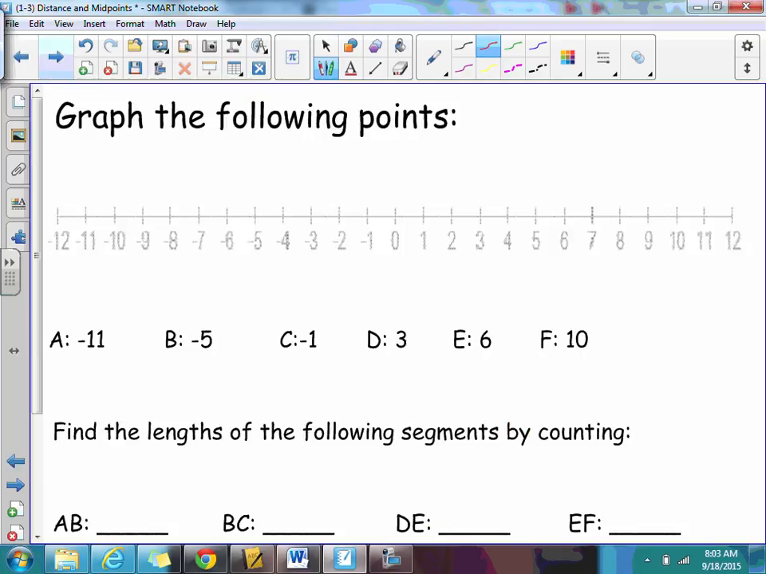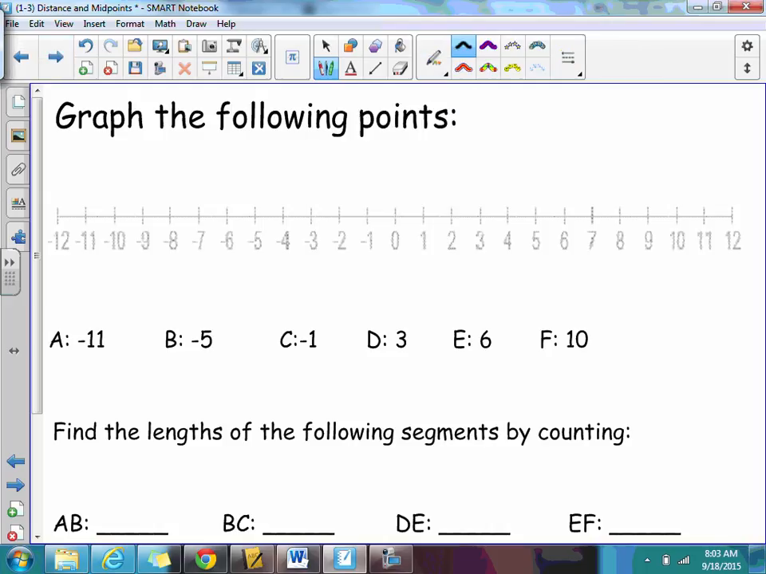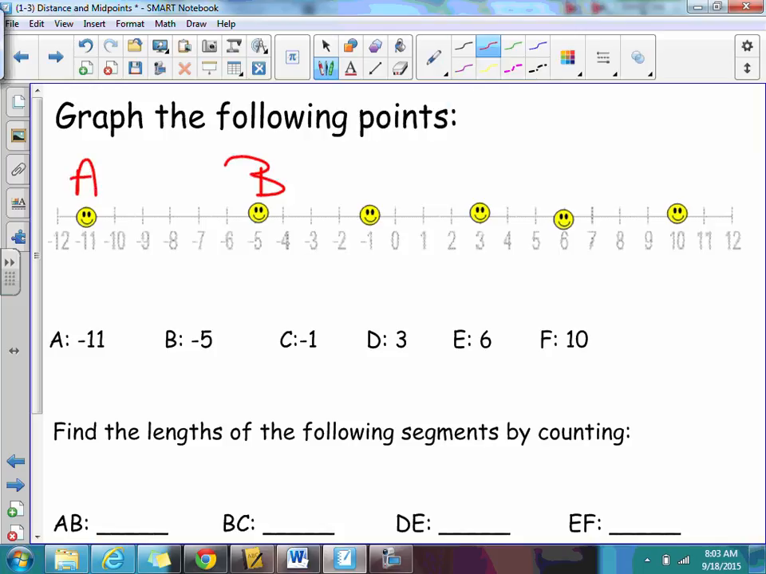All right, so we're going to plot these points. I gave you a number line. At negative 11 is A, B is negative 5, C is negative 1, D is 3, E is 6. We should label them with the letters.